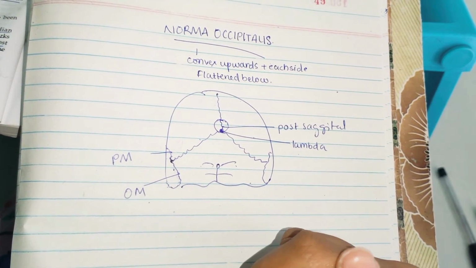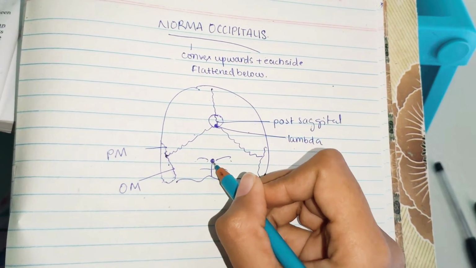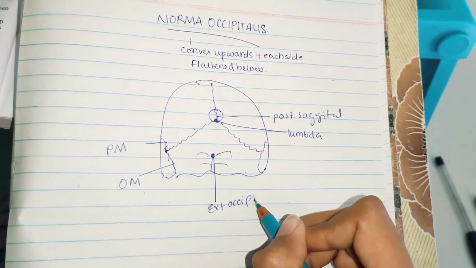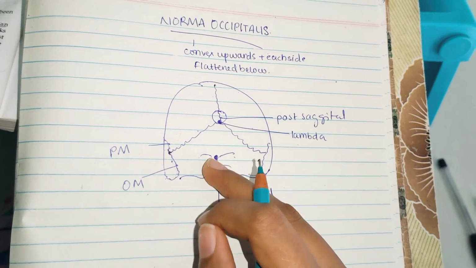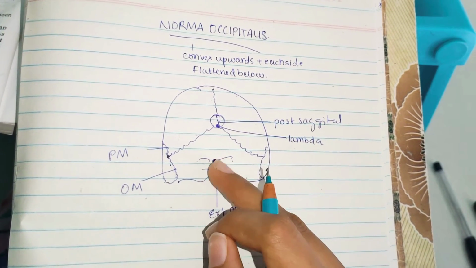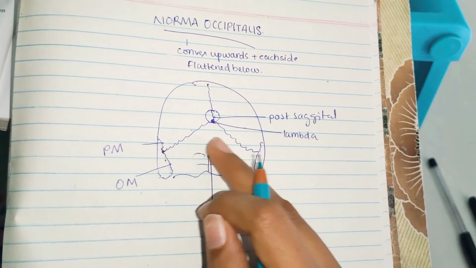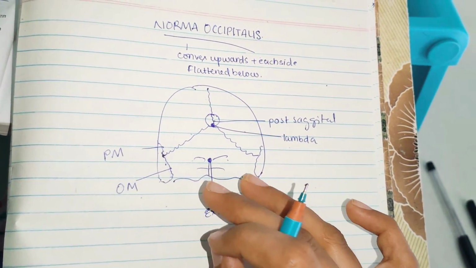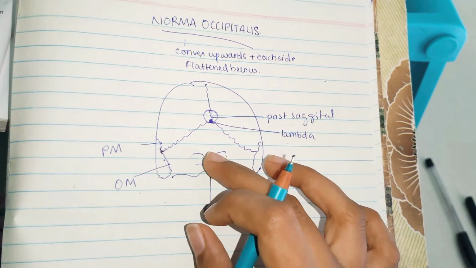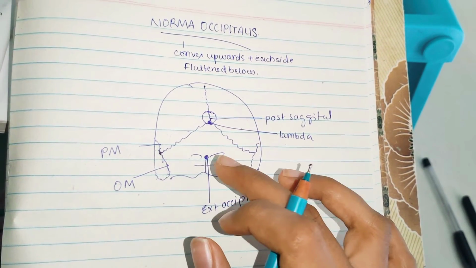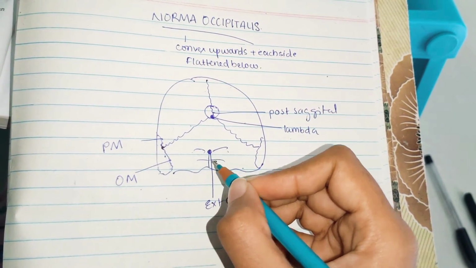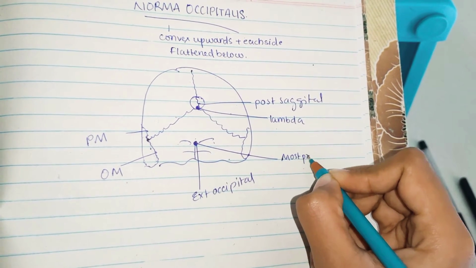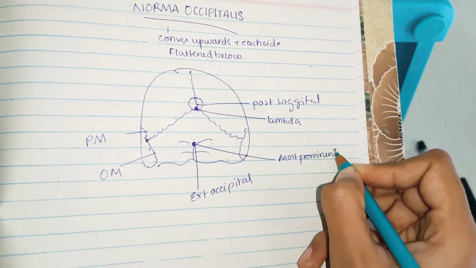And next, coming to the external occipital protuberance. This point is called the external occipital protuberance, and it is a median prominence. You can see it is in the lower part of Norma occipitalis, and it marks the junction of head and neck. It is the junction between the head and neck, and there is a most prominent point on it, that is called inion.